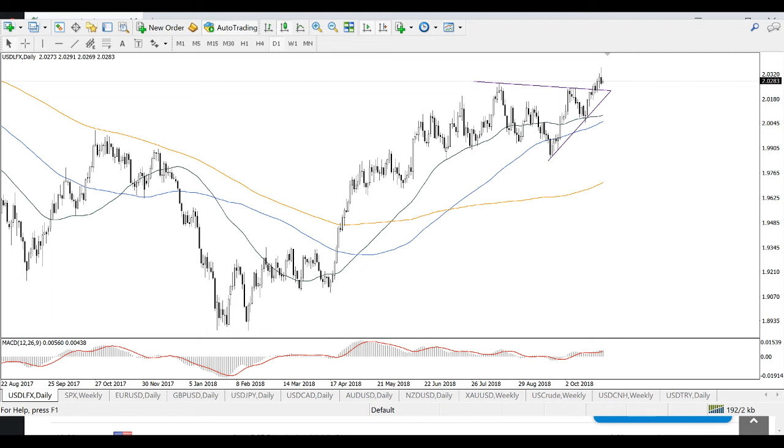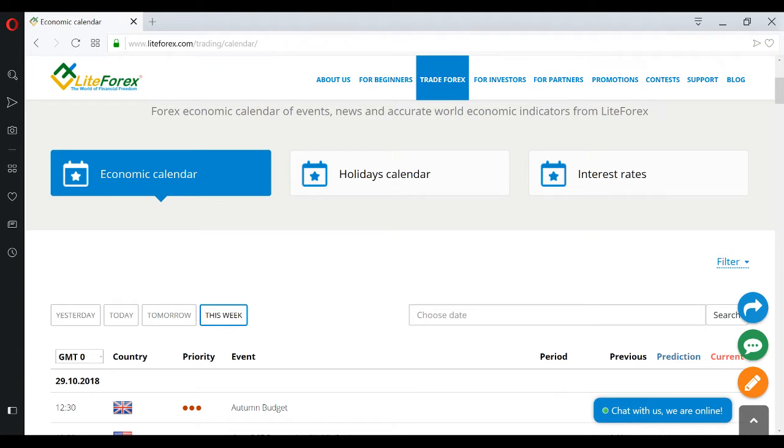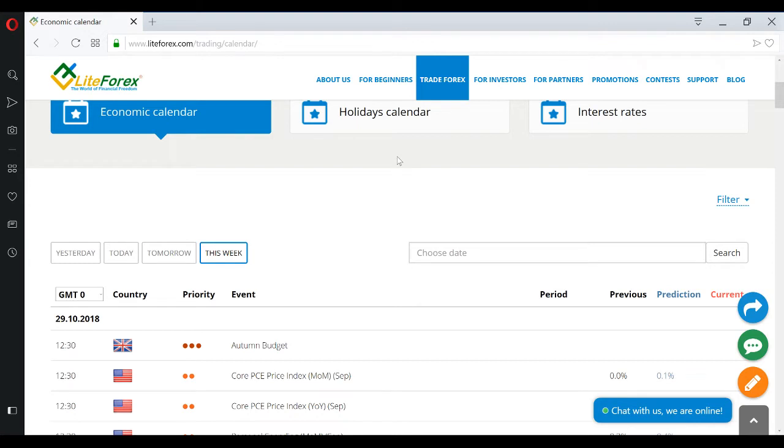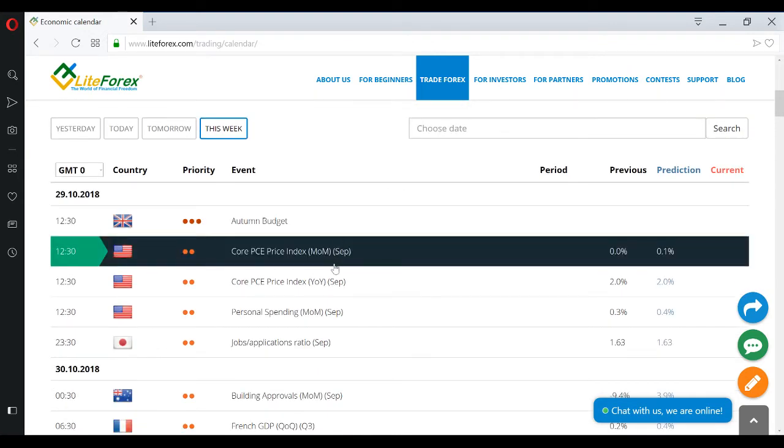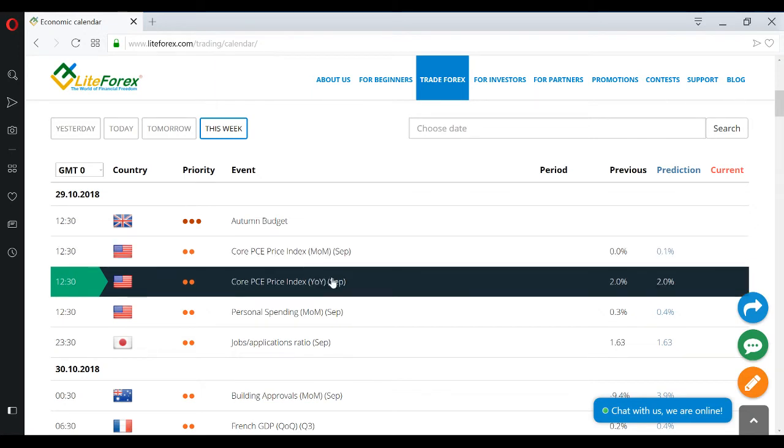Let's now check the economic calendar at liteforex.com to see which events await us this week and how we can make money trading them. On Monday, October 29th, pay attention to the release of core PCE price index in the United States. This is one of the key indicators of inflation for the American Central Bank. So any deviations between the forecast and the actual level will have an impact on the US dollar's exchange rate.